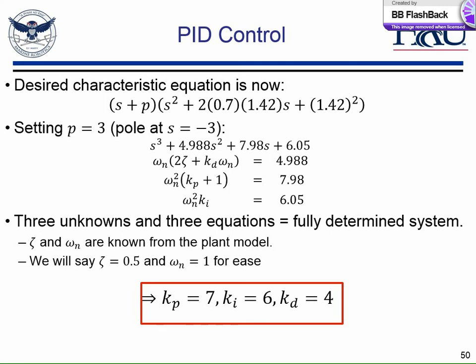Because these are just one unknown per equation, we're easily able to solve those out, right? So that gives us a Kp equal to 7, a Ki equal to 6, and a Kd equal to 4. And that matches our closed loop system. It matches the poles of our closed loop system with the desired system, plus one pole that's going to have a quick transient decay associated with it.